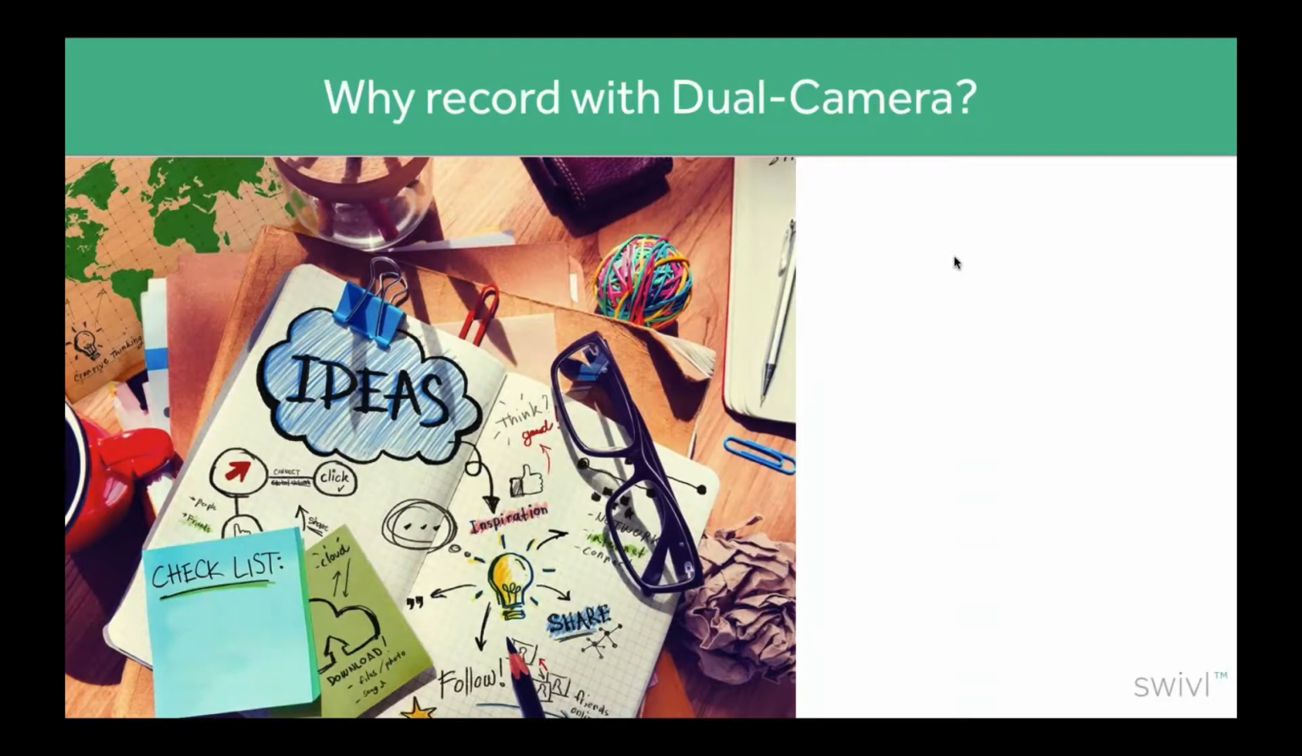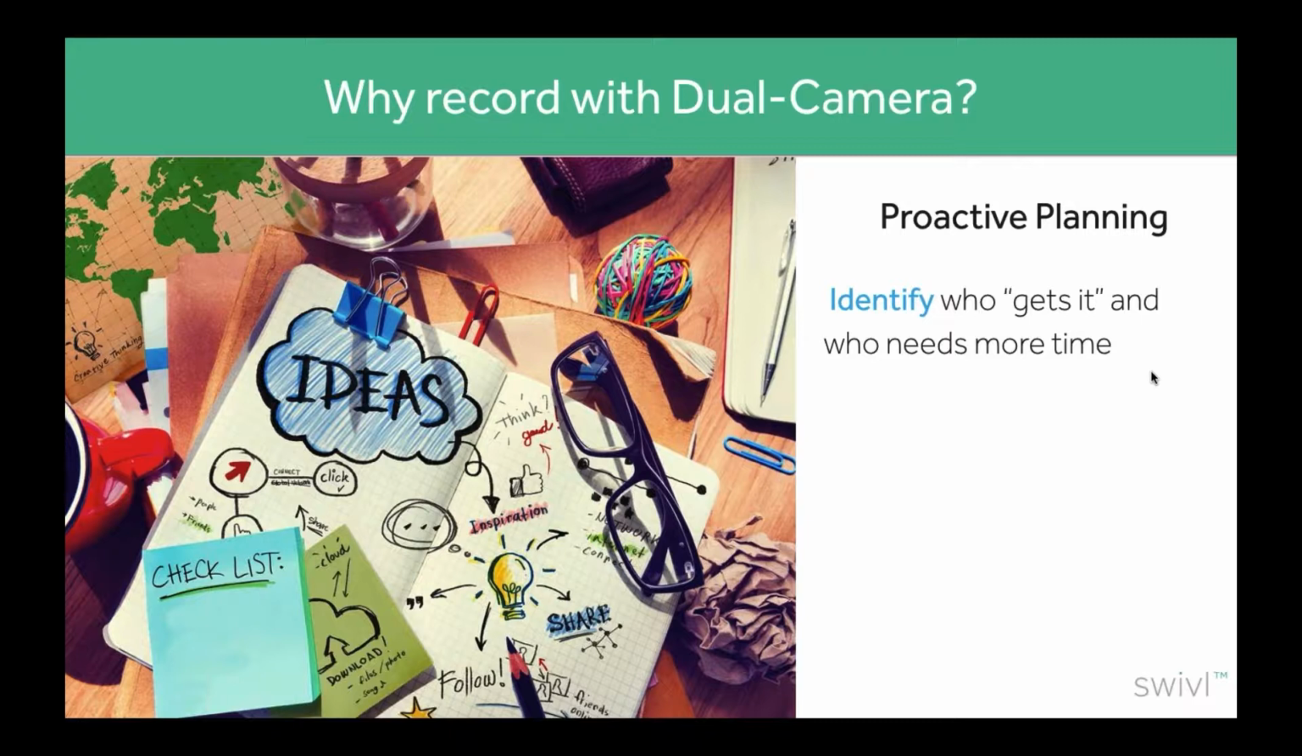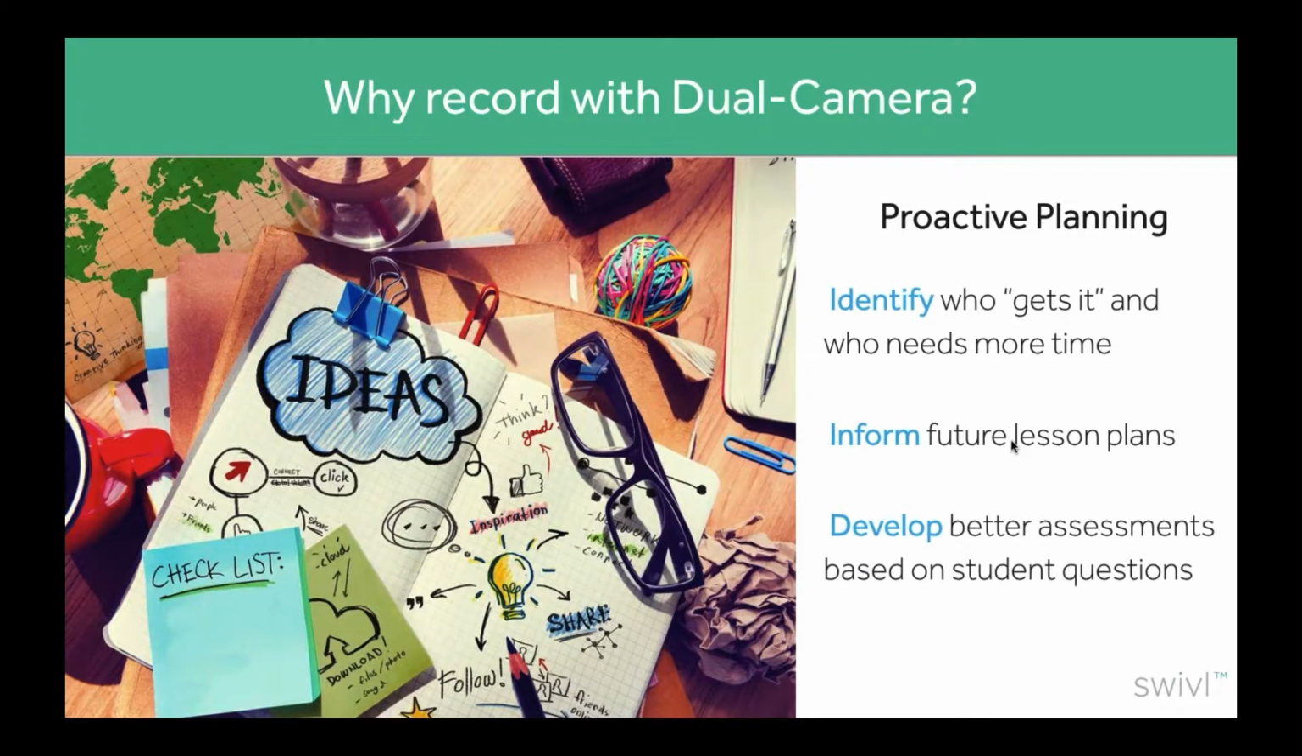So why should you record with a dual camera? What need would you have for two cameras in the classroom? Number one, you become a proactive planner. So you can identify who gets it and who might need more time. This will help you inform your future lesson plans. And then finally, you could also develop better assessments based on your student questions and interactions. So if you're able to see your students at the same time as you're viewing yourself and your lesson, you're going to get a more holistic understanding of what your students are struggling with, and then you're going to be able to formulate better assessments based on what their needs are.